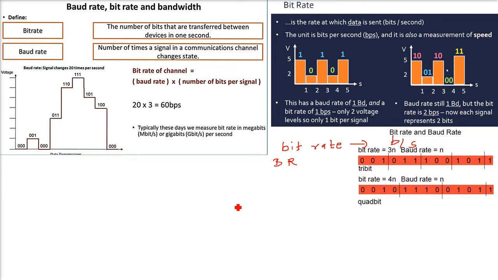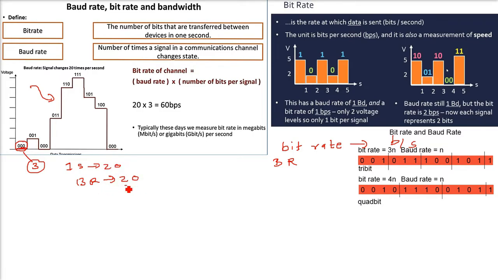I'll give an example. See here, we have 0, 0, 0. These are 3 bits. That is, the number of bits per signal is 3. Number of bits per signal: you see 001, 000, all of these are 3 bits per signal. I am saying that the signal changes, say, 20 times per second here. So 20 is the baud rate. The signal is changing 20 times per second, that is the baud rate. And the number of bits per signal is 3.